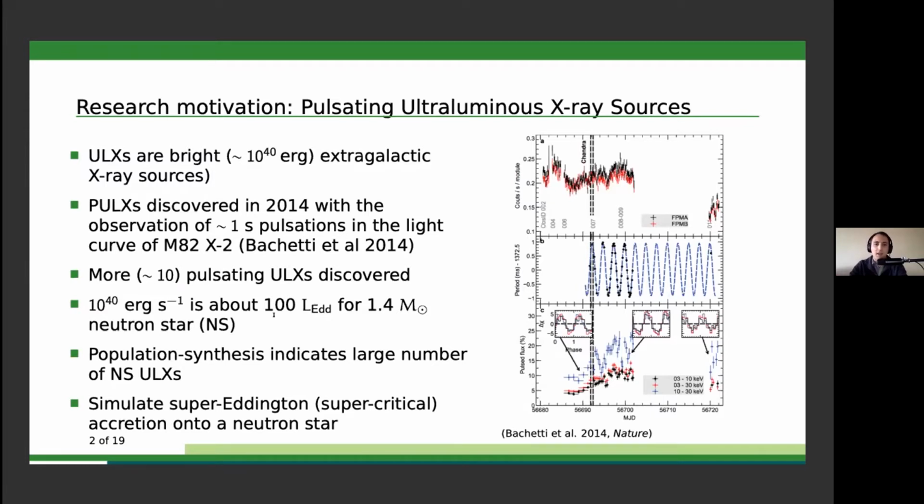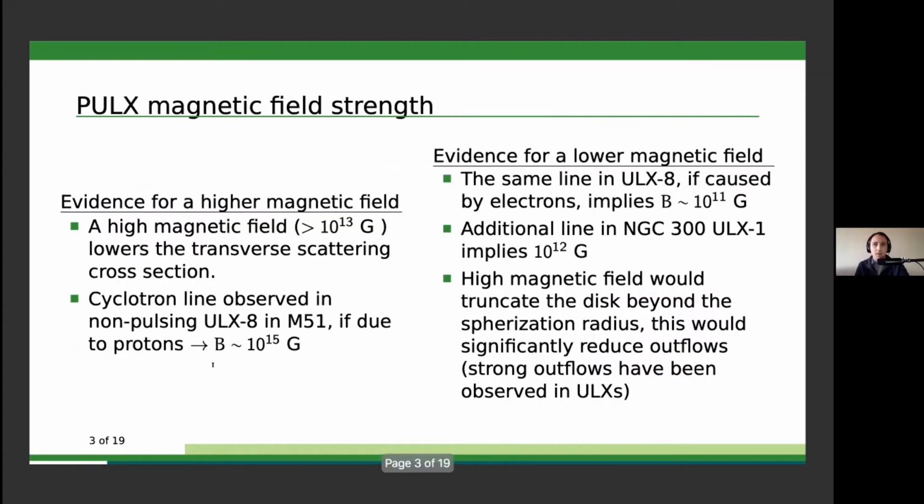So if you calculate the Eddington luminosity for a one solar mass neutron star, you would find that you would have to be emitting at 100 times the Eddington rate to get up to these really bright 10 to the 40 erg luminosities. So we now know that probably a lot of ULXs, not just the pulsing ones, are neutron stars. So the idea is to simulate these systems and see how they work.